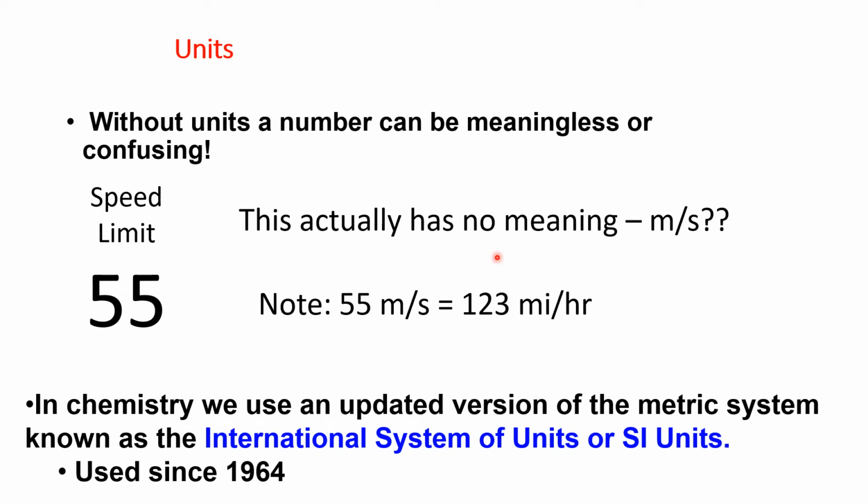So in chemistry, we use an updated version of the metric system. It's known as SI, apparently from the International System in French or something. But we've been using that since 1964.